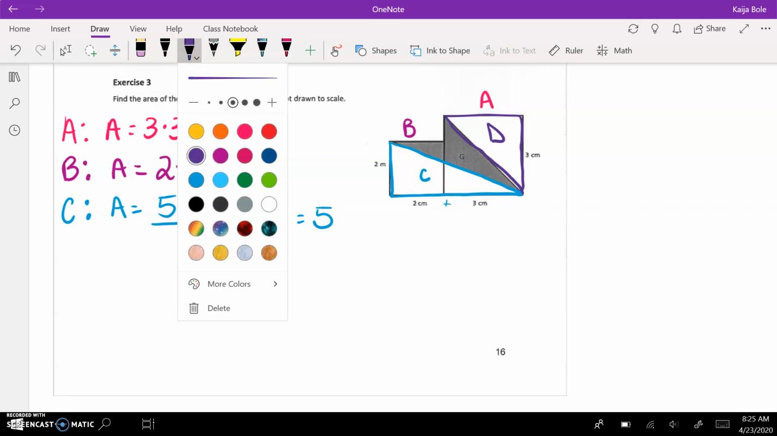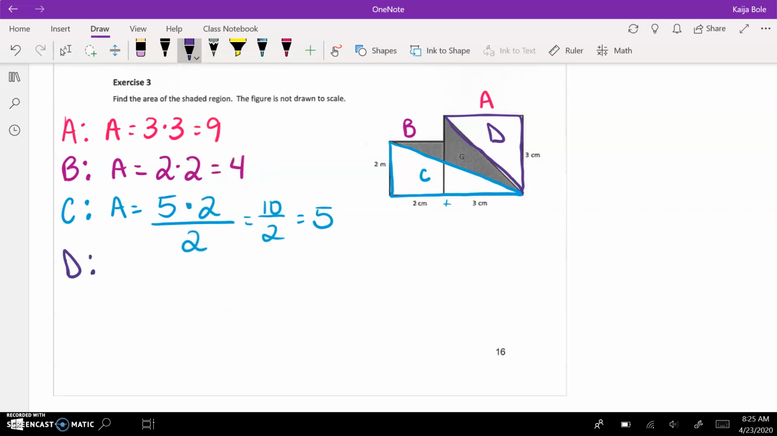And then I've got triangle D. Technically, my base isn't labeled, but remember, in a square, all the sides are the same. So this would be a 3 for my base, times my height is 3, divided by 2. So then I end up with 9 divided by 2, which gives me 4.5.